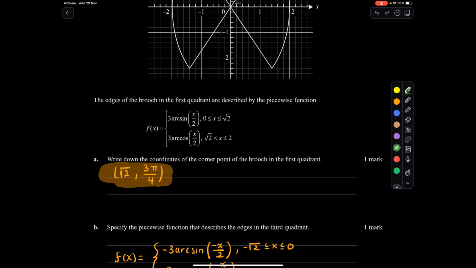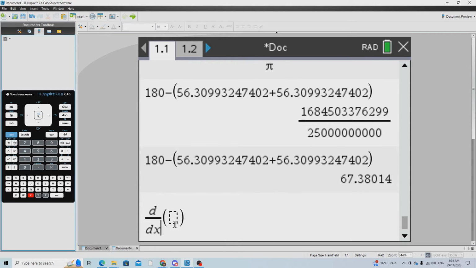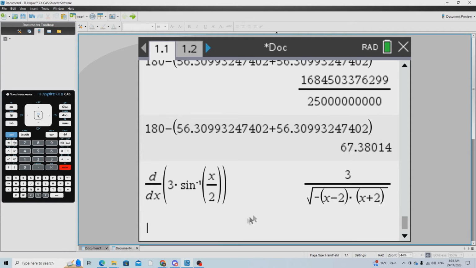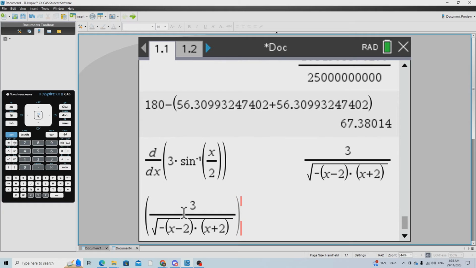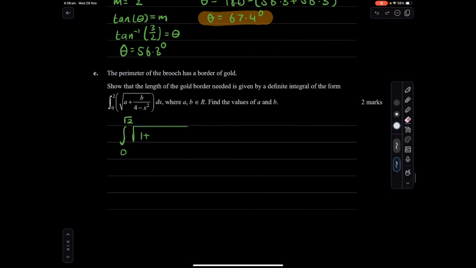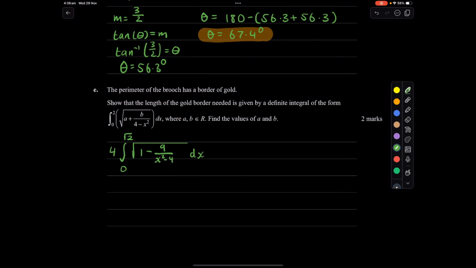So we're saying, what is the derivative of 3 times arc sine x over 2? And then we also want to square it because it's f dash of x squared, so this squared. And it gives us this, so let's write that down. So pretty much take that plus 1, because we have a minus over there. So minus 9 over x squared minus 4, dx. So that will give me the arc length of this, and we're going to multiply them by 4, by the way.